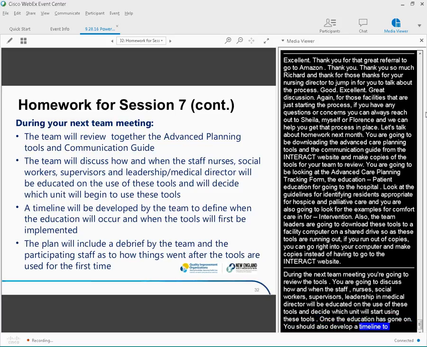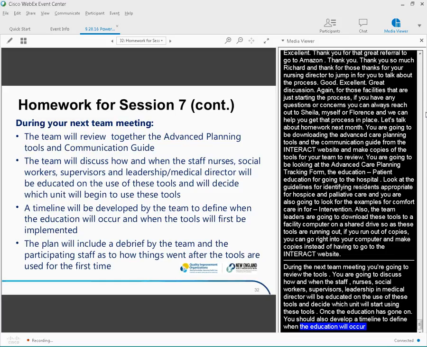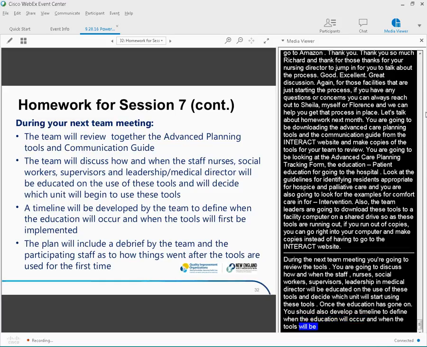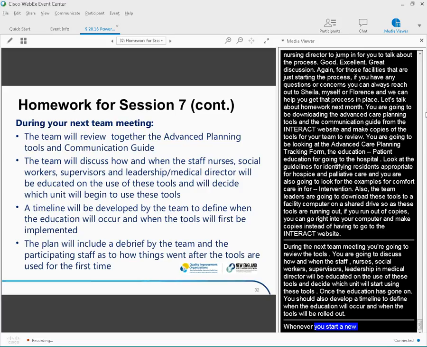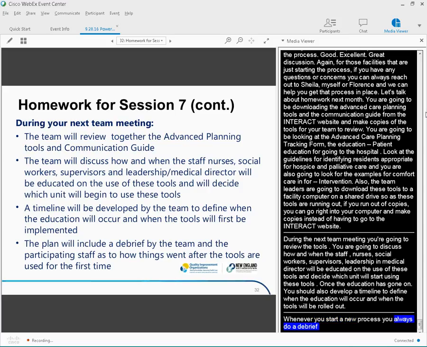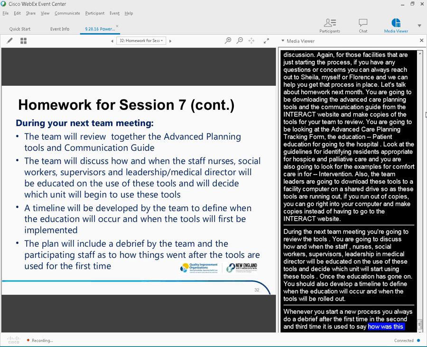And then whenever you start a new process, you always do a debrief after the first time and the second and the third time it's used to say, how is it going? What could we have done better? And what else do we need to put in place?